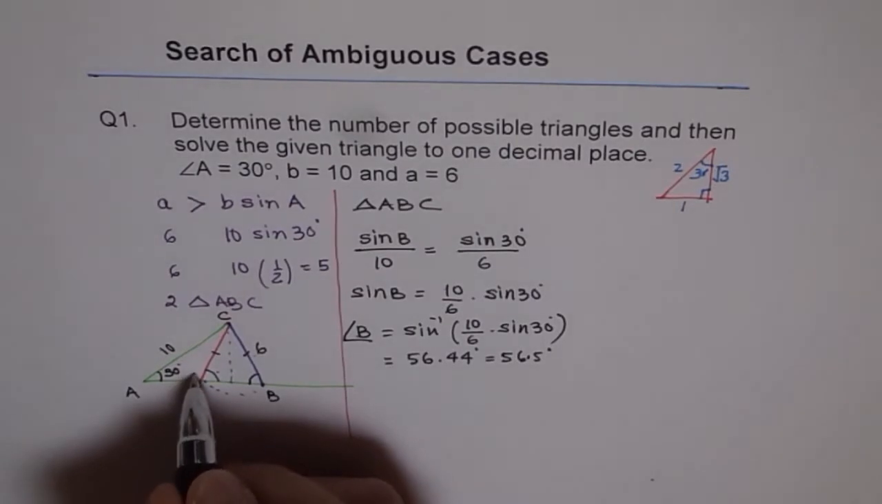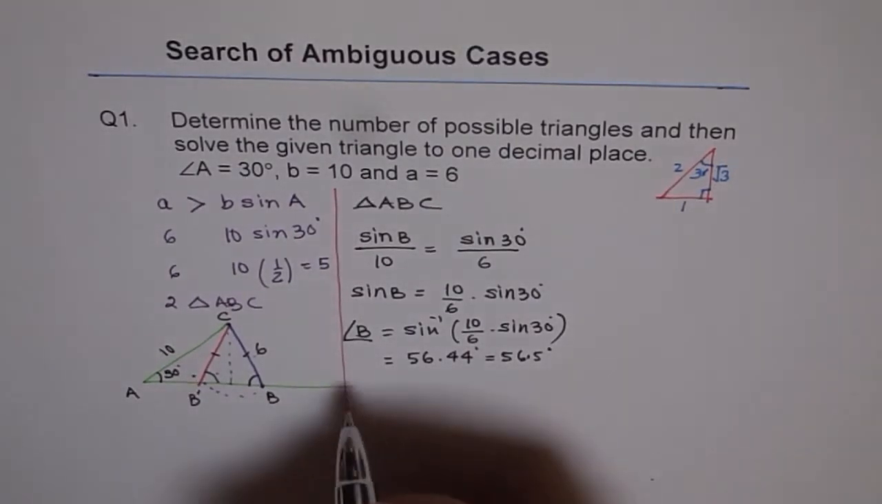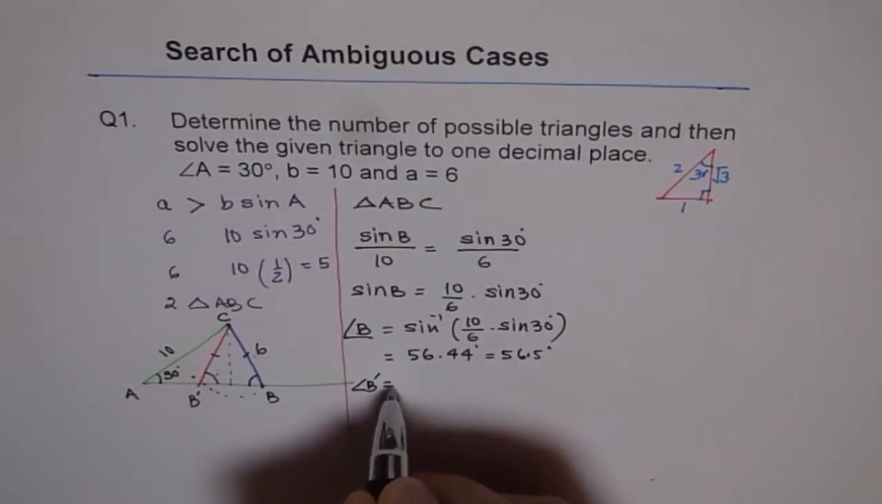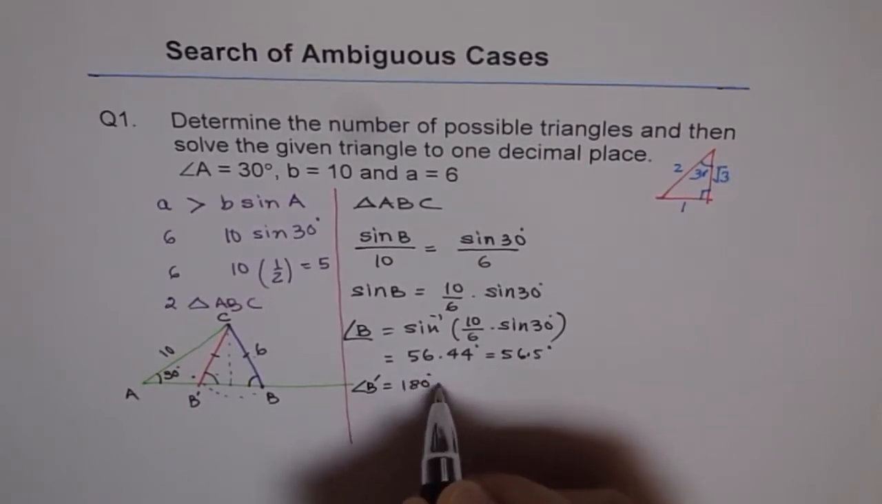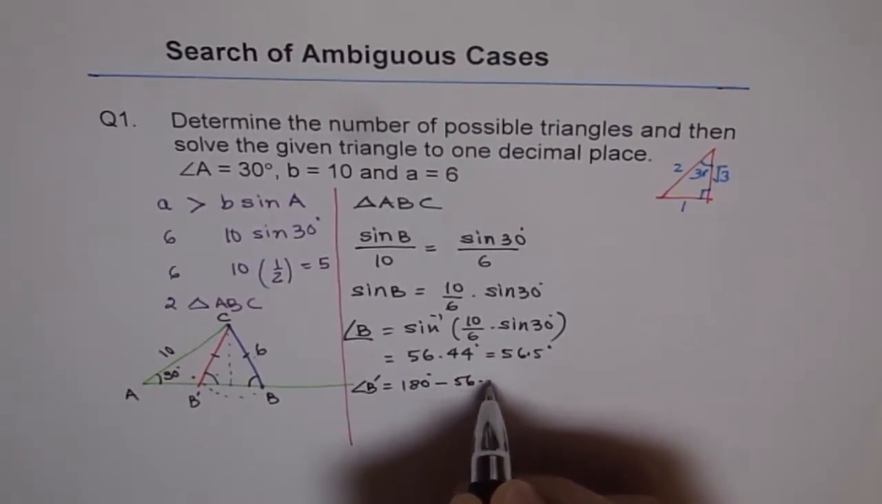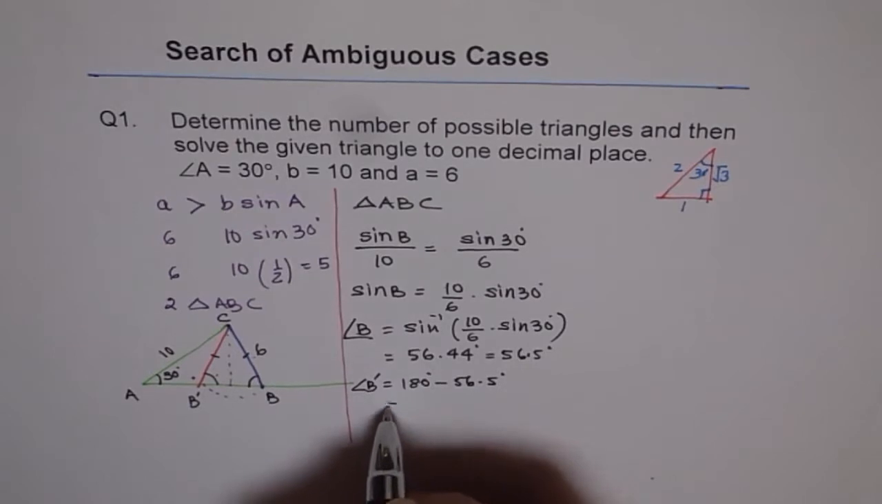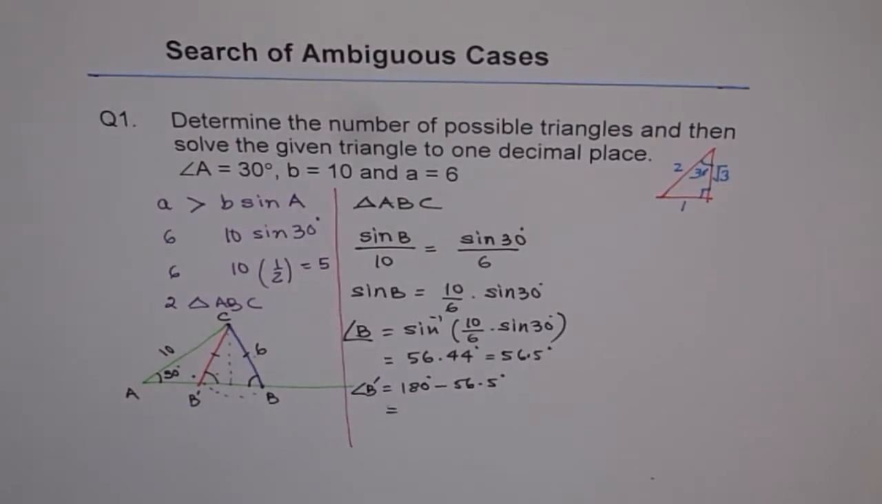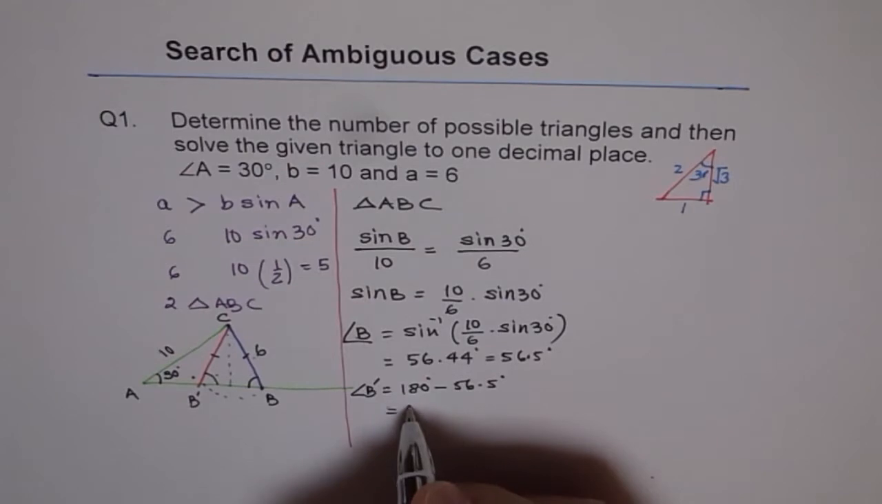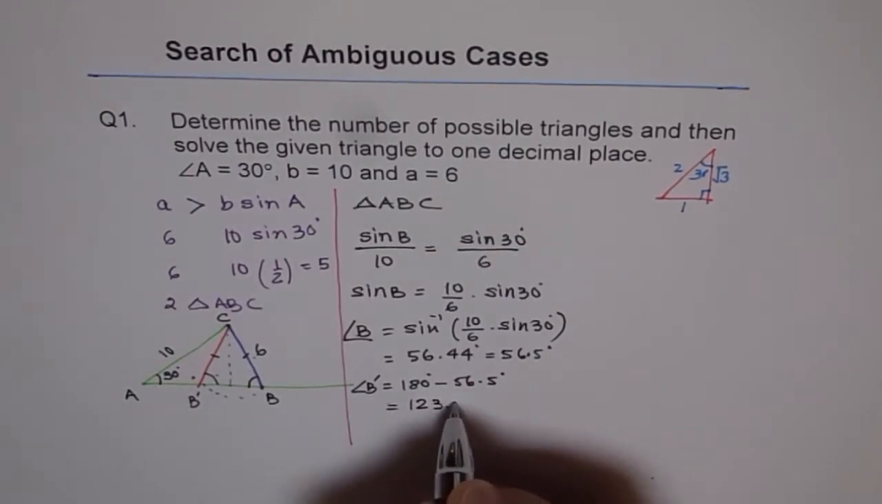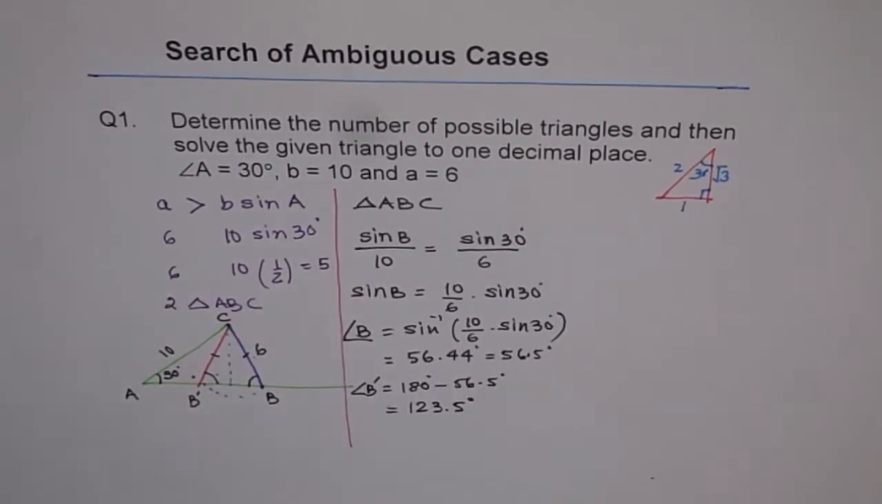Now we can find this angle. So that B dash angle will be how much? B dash angle will be 180 degrees minus 56.5 degrees, correct? So that gives us 180 minus 56.5, which is 123.5 degrees. So this is 123.5 degrees, correct? So that is how we can get angle B, right? The two possible angle B's.